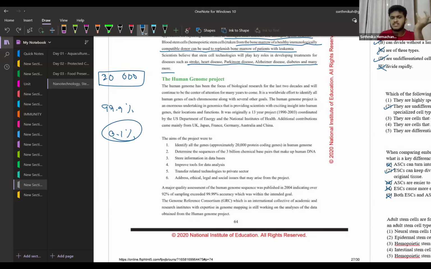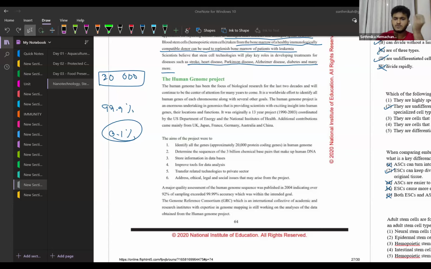Now, what are genes made up of? What are genes made up of? Yes, right? Genes are made up of nucleotide sequences. So genes are made up of nucleotide sequences.